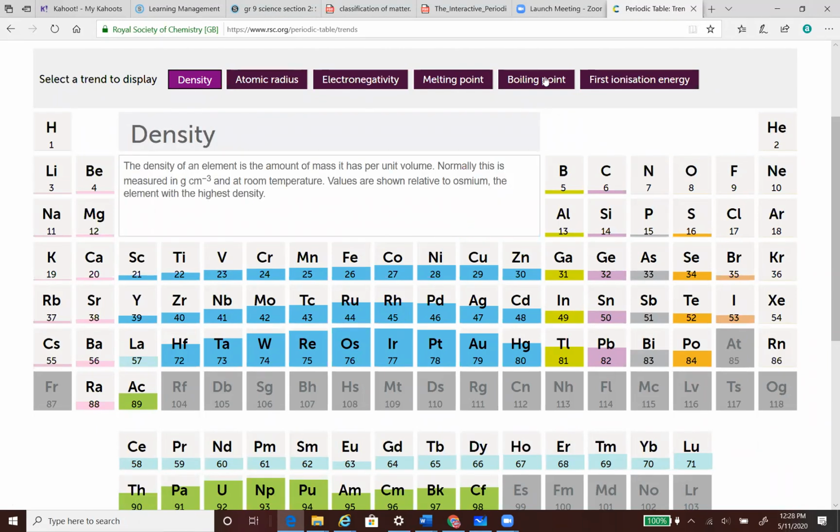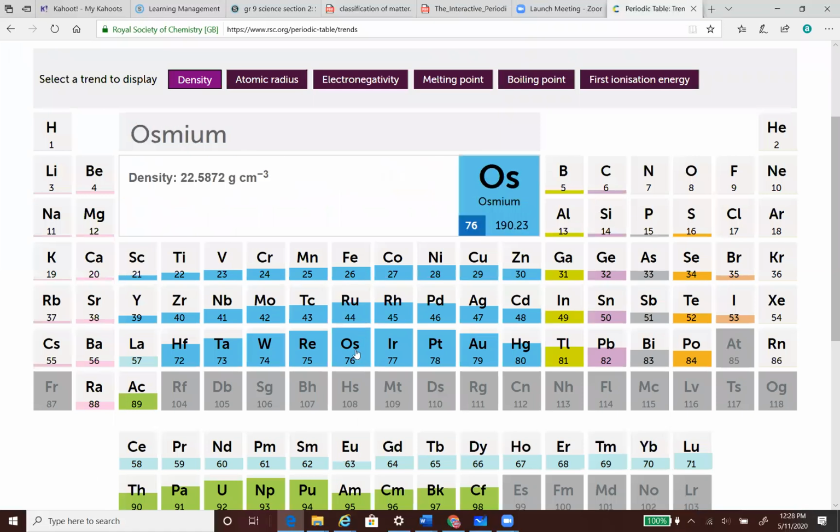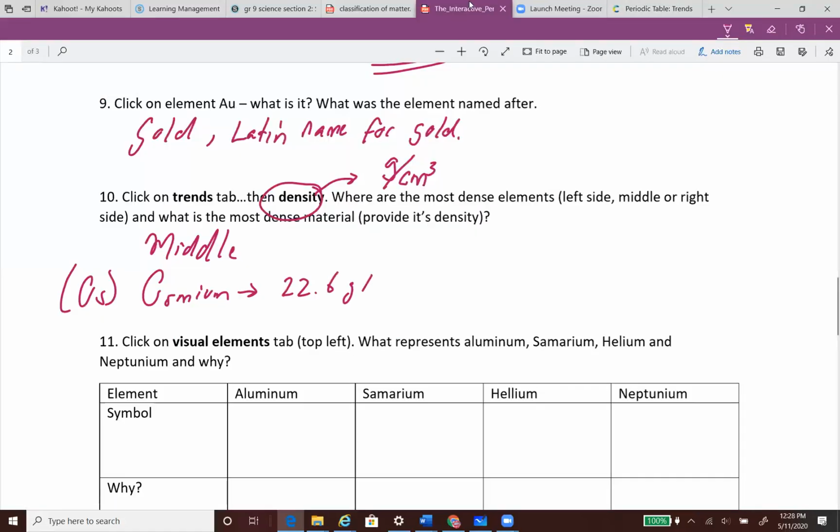So if we look at the question, where are the most dense elements, they would be in the middle if you look at the trend. And the most dense is something called osmium, and its symbol is OS. And it's about 22.6, so round that up, grams per centimeter cubed. Okay, that's the most dense.